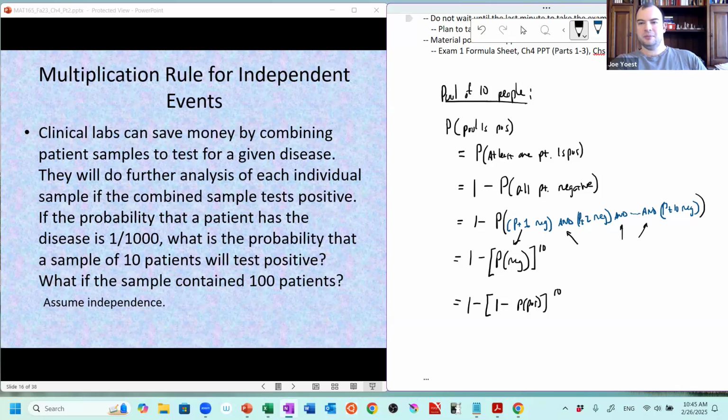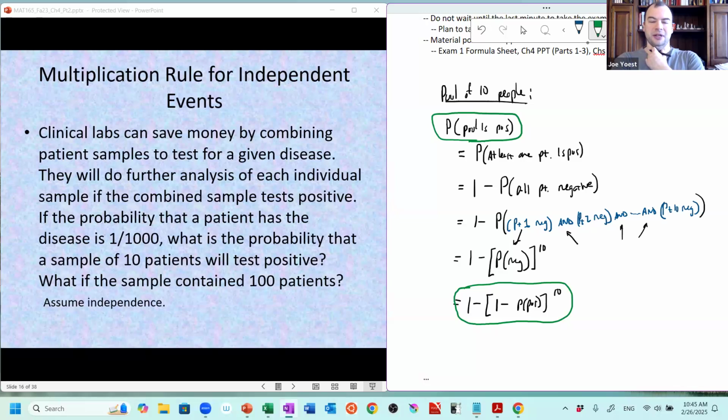So we see that the probability that the pool is positive, the group of 10 is positive, in other words, the probability that at least one patient in the pool has the disease, is 1 minus, parentheses, 1 minus the probability that an individual is positive, to the 10th power, the number of patients in the pool. This structure, 1 minus parentheses, 1 minus something to a power, is actually kind of a common structure in probability. It comes up every once in a while.